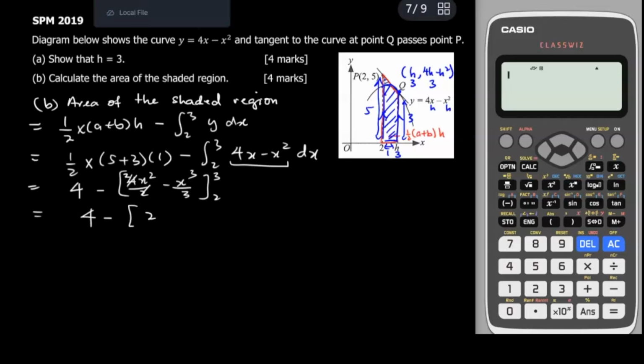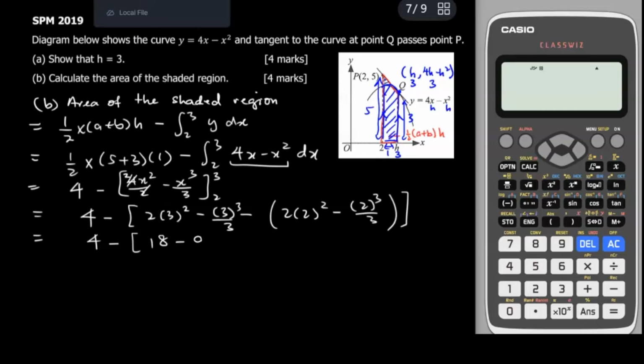So we get 2 times 3 squared minus 3 cubed over 3. Then after that we minus 2 squared minus 2 cubed over 3. So it equals 4 minus, this one will be 18 minus 9, minus, inside here 2 times 4 is 8, minus 2 cubed is 8 over 3. So it equals 4 minus, 18 minus 9 is 9, 9 minus 8 is 1.